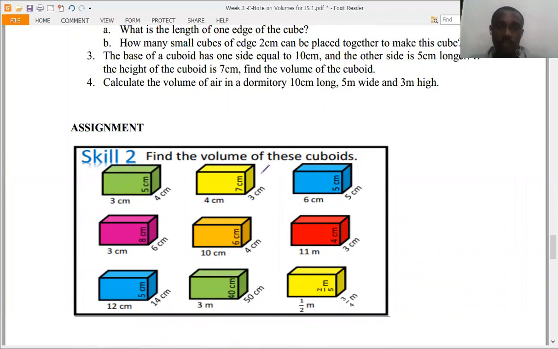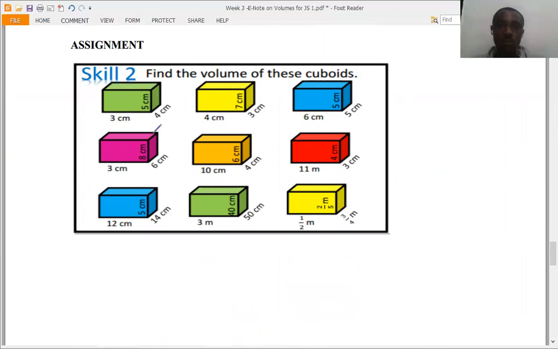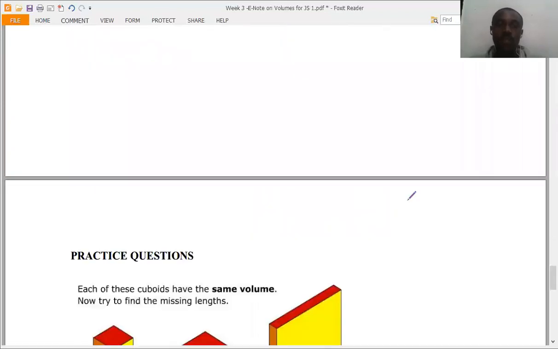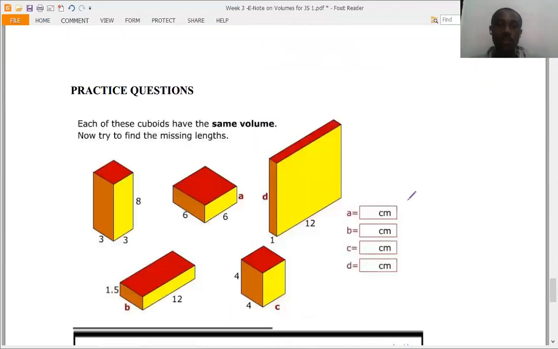All right, find the volumes of the cuboids. Solve all of these: 1, 2, 3, 4, 5, 6, 7, 8, 9. There are 9 questions in all. Solve for the volume of each cuboid and submit. All right, so you also have practice questions here.